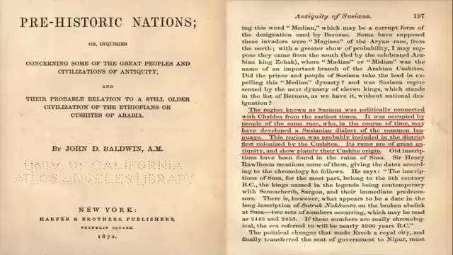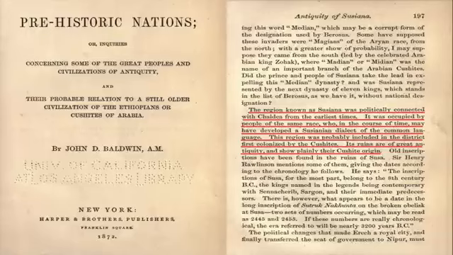So this book is Prehistoric Nations by John D. Baldwin. So he says, the region known as Susiana was politically connected with Chaldea from the earliest times. It was occupied by people of the same race, who in the course of time may have developed a Susian dialect of the common language. This region was probably included in the district first colonized by the Cushites.